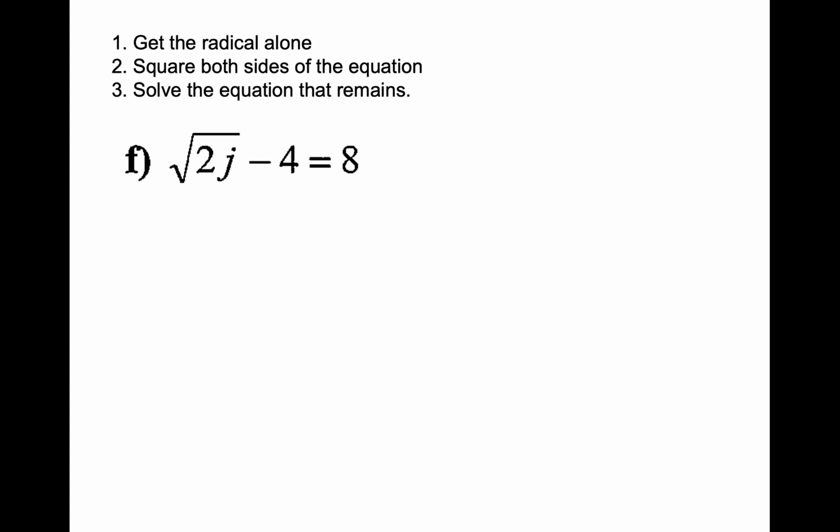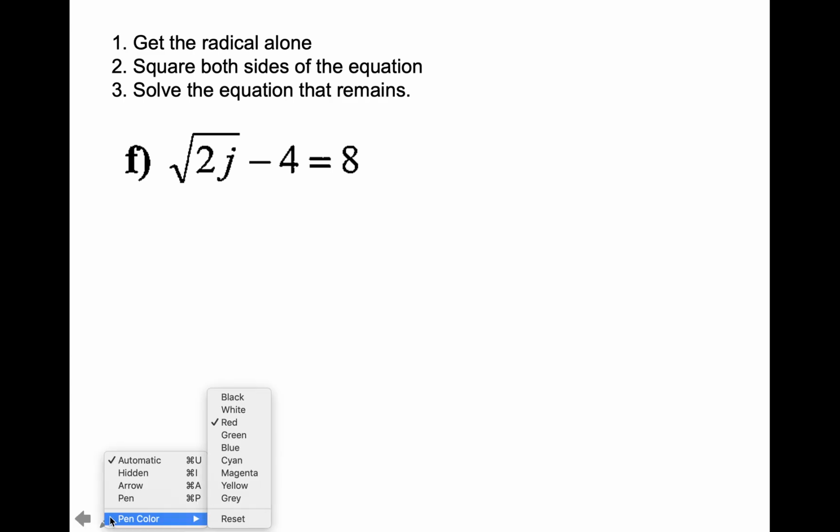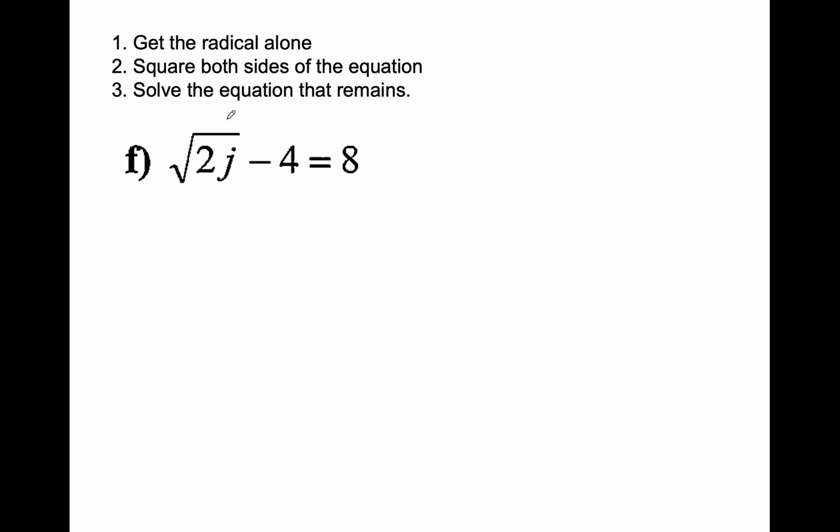Okay, radical 2j minus 4 equals 8. Step 1, I'm going to get that radical by itself. So that minus 4 is in the way of the radical being by itself, so I'm going to get rid of it. I'm going to add 4 to both sides. So I'm left with the radical 2j equals 12.